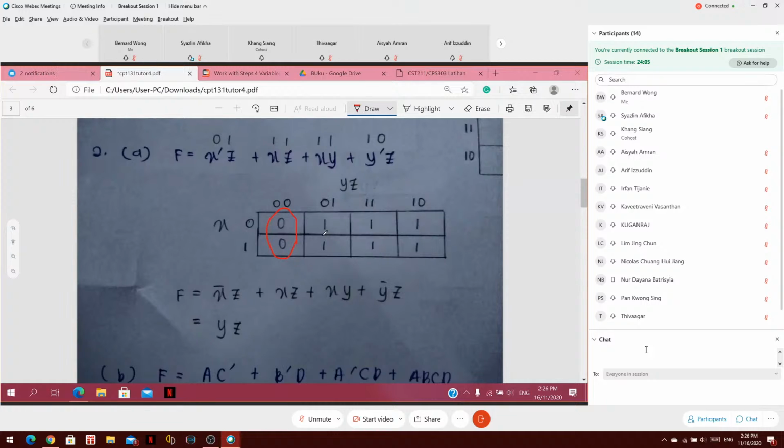Okay, I think, Shaslin, your table is not correct. I think you miss one. There should be one more 0 in the Karnaugh map, but never mind. We can go through that together. So I will share my screen.